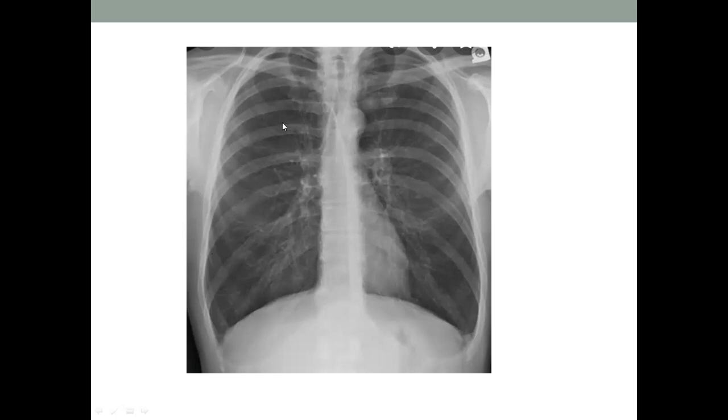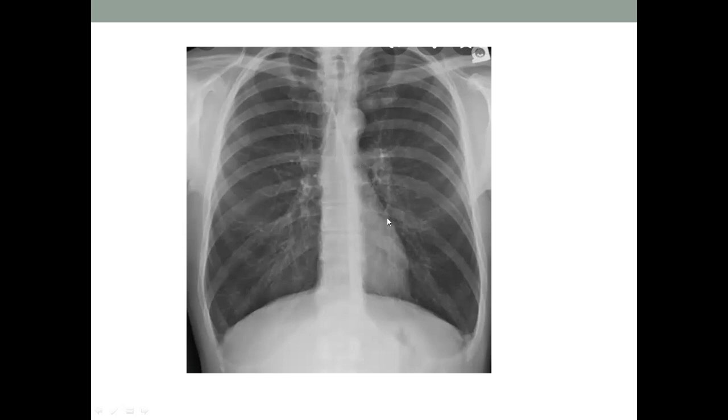You should know the anterior and posterior ribs. So more than 6 anterior ribs at the midclavicular line is hyperinflation on chest X-ray. Another sign is bilateral hilar prominence. These are the hilar prominence. The bronchovascular markings are prominent in both hila.